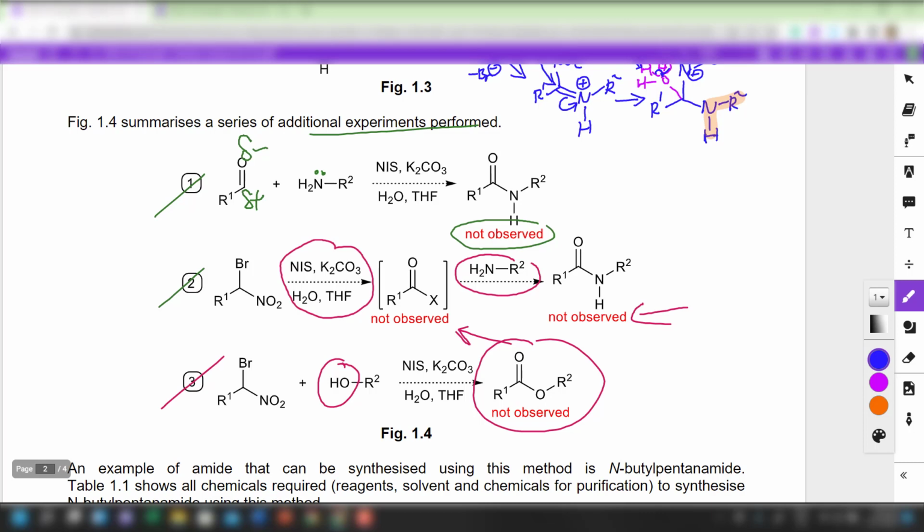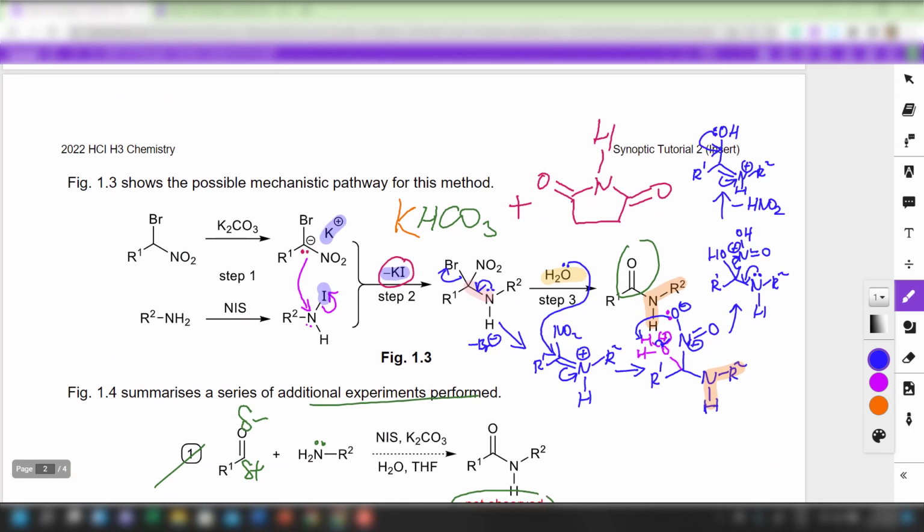Because we do not observe the carboxylic acid derivative, that means the pathway of the nitroalkane being hydrolyzed is not possible. So the pathway with a greater possibility is the one described in figure 1.3, where number 1, the carbon anion is being formed from the nitro compound.